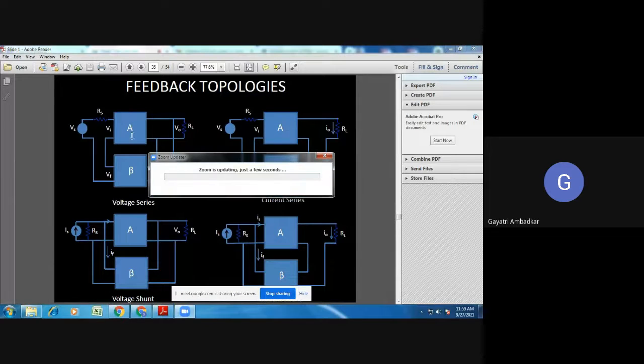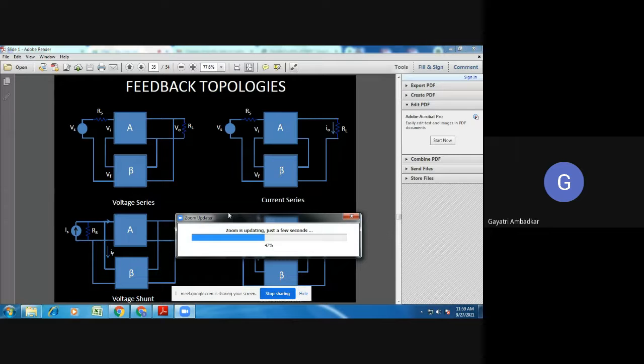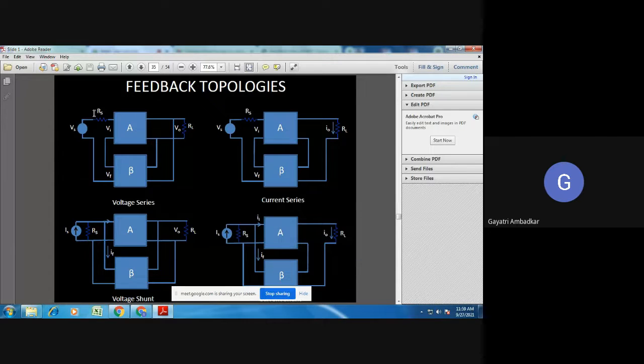We have seen what is sampling and what is mixing. So where we do sampling and where we do mixing: we sample either voltage or current, and we sample it from the output part of the amplifier. And where we do mixing, the mixing is done at the input side of the amplifier. What is mixed? The input signal and the feedback signal. See, input signal Vs and the feedback signal Vf, they are mixed.